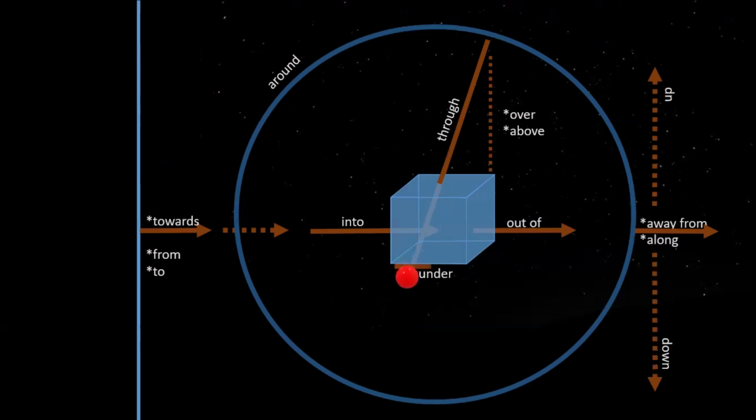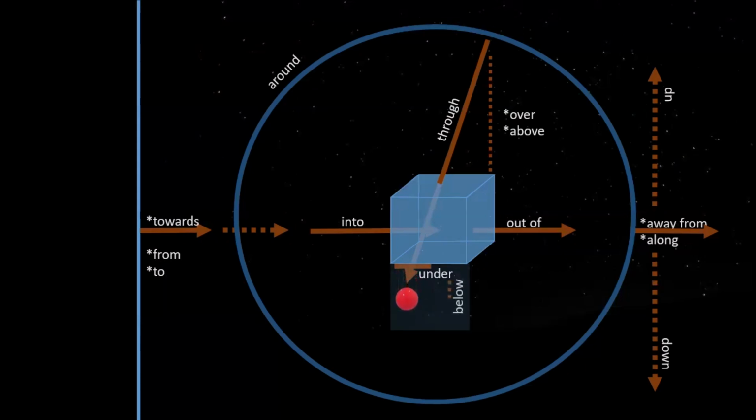With this movement that you saw, we can explain under. Under also means beneath, so both of them can be used as synonyms. It means that it moves lower than something. The red ball moves under the cube.